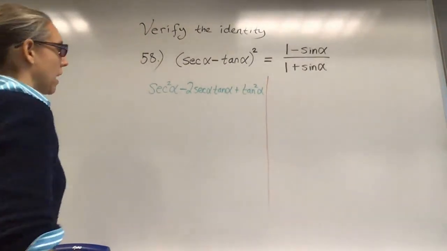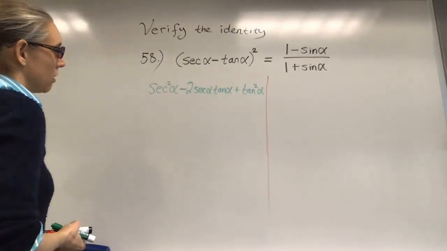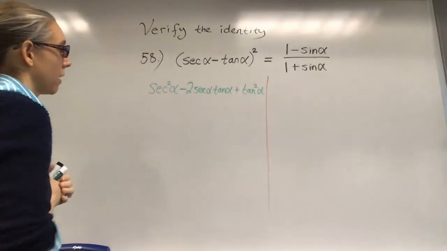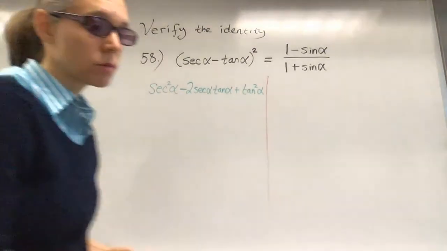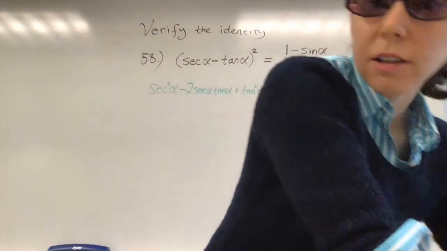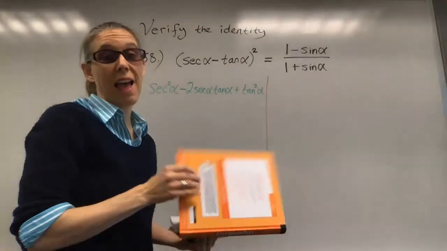Okay, so now I'm looking at this and I'm thinking, well, what can I do because that doesn't look anything like the right-hand side? Well, I do see some squares, so that's encouraging. I am completely winging this for you, by the way. I didn't practice this in advance, so you get to see me really just wing this.